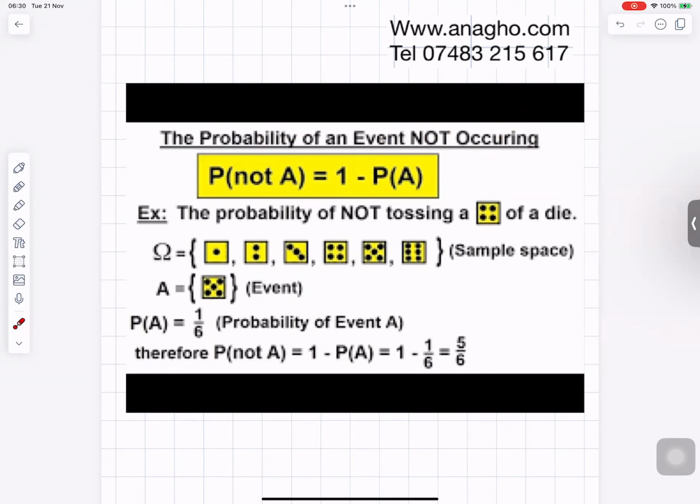So probability of not A is 1 minus probability of A. What's the probability of getting a 5? It's 1/6. Probability of not getting a 5 is 5/6, because there's 1, 2, 3, 4, 5 other numbers you can get, and you can get only 1 for that. So learn that to help you.